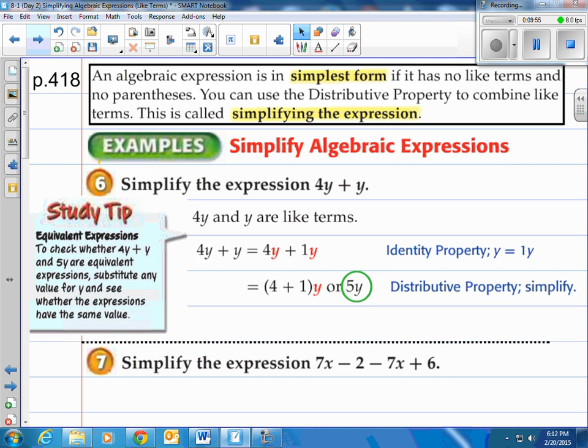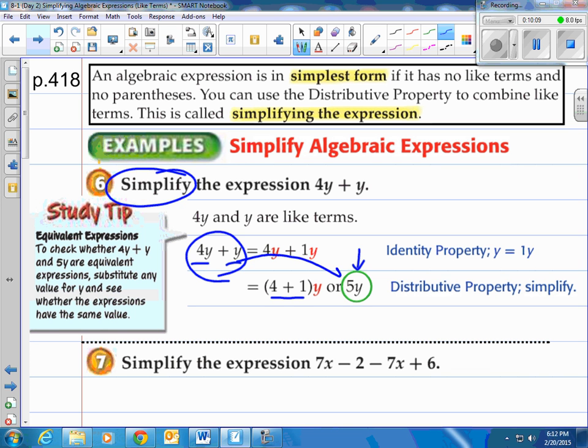Notice we started with 2 terms. Notice they were alike, and we combined them together by adding the coefficients. And now we have, notice, one term. So that's why we call it simplifying. We went from 2 to 1, and 1 is simpler than 2.